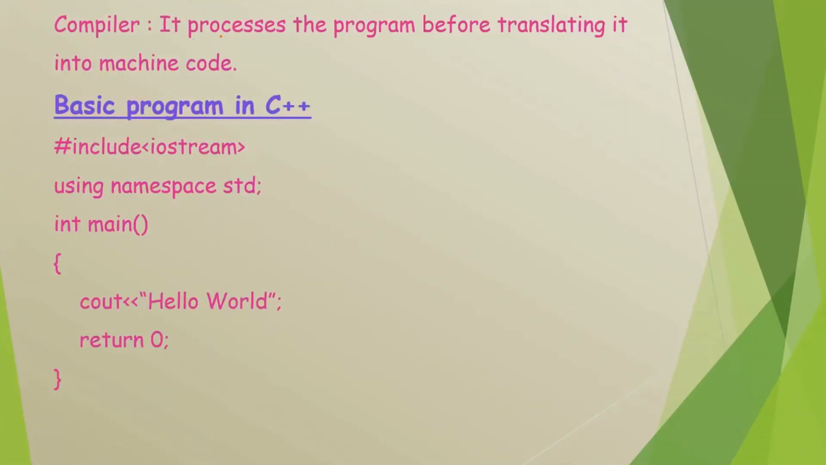Let's learn about compilers. A compiler processes the statements that we write in a programming language and translates them into machine language or code. Let us learn about how to install a compiler. Today I will show you how to install Dev C++.